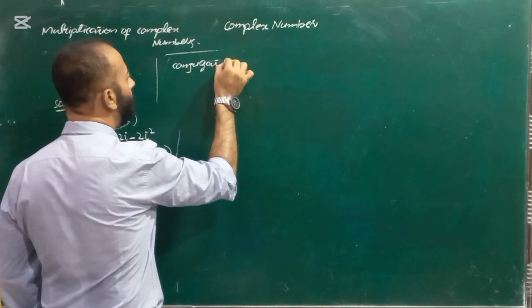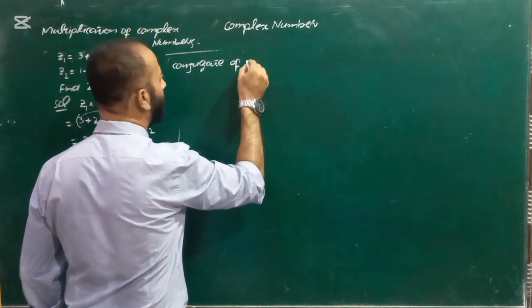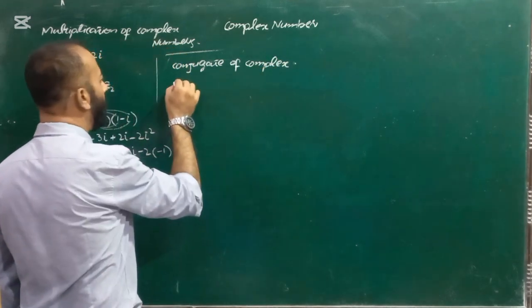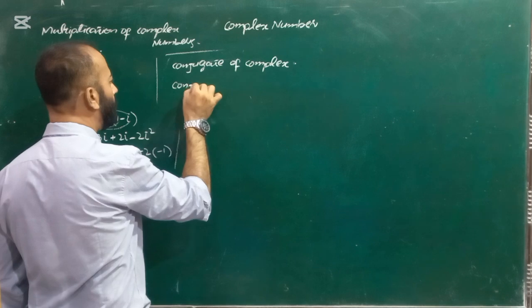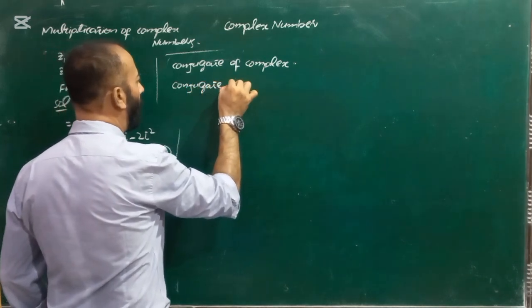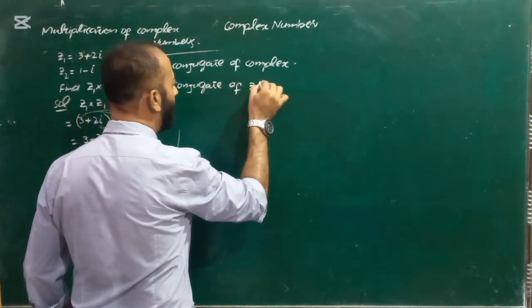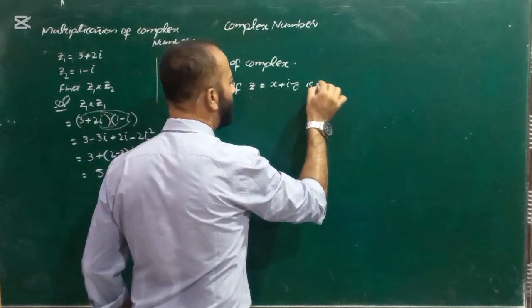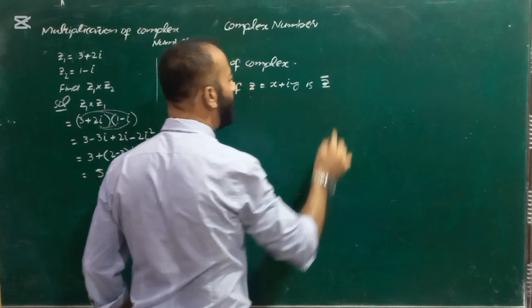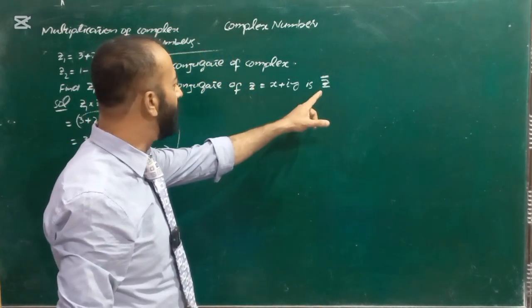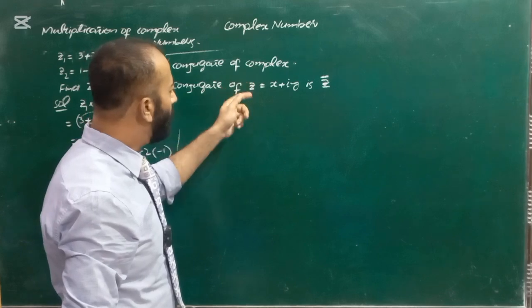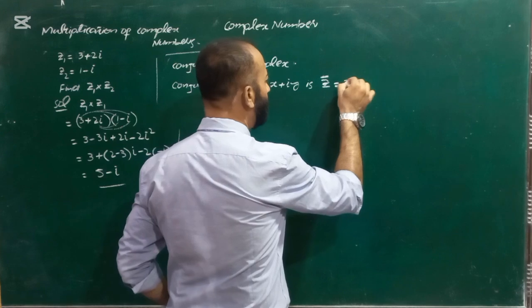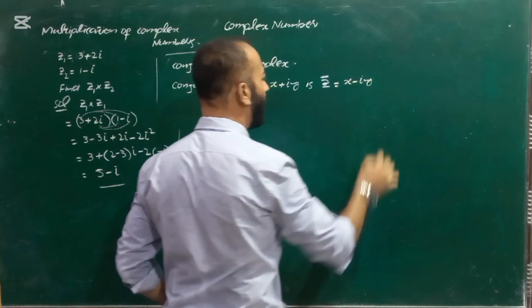So, conjugate of a complex number. The conjugate of z = x + iota y is represented by z bar. So the conjugate is represented by the bar over the complex number and will be equal to x minus iota y.